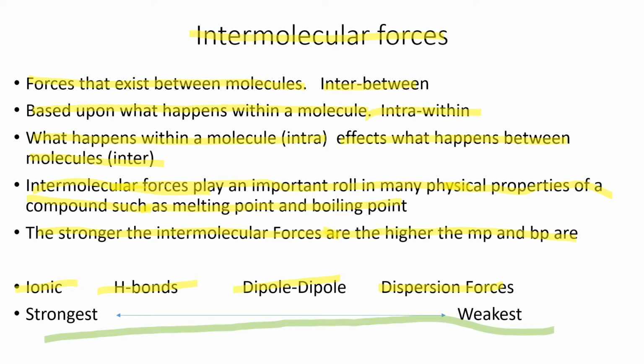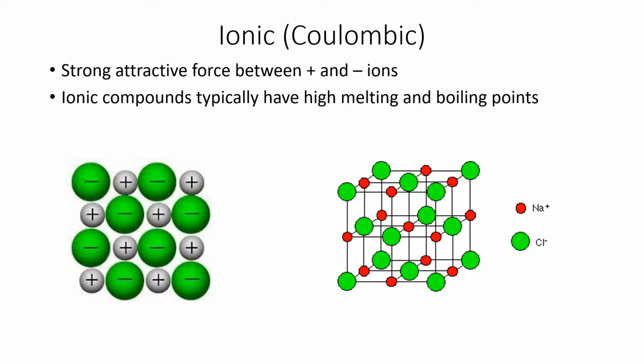I'm not going to go exactly in this order because hydrogen bonding and dipole-dipole are related to each other. Even though hydrogen bonding is stronger, I'm going to talk about dipole-dipole first, because if you understand dipole-dipole, hydrogen bonding is much easier to understand. So the first one we're going to look at is the ionic intermolecular force. This is sometimes also called the Coulombic intermolecular force. Coulombs are our units for charge, so this is the ionic or the Coulombic intermolecular force.